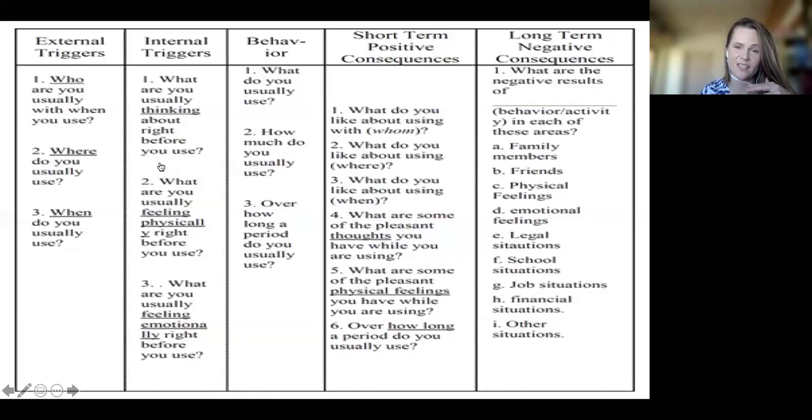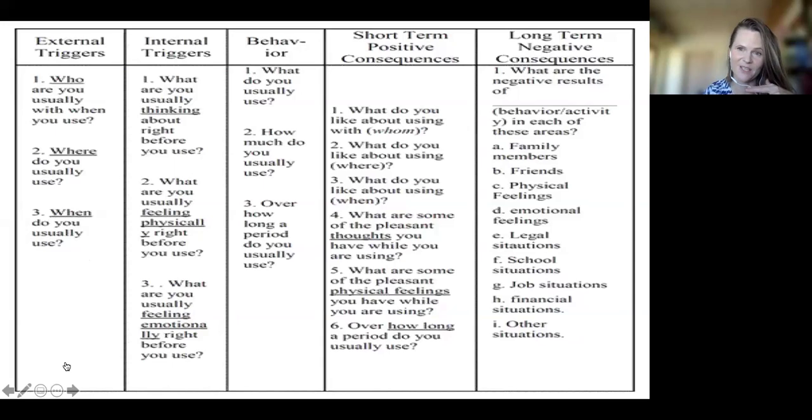Something that you'll notice that's really interesting and very telling about filling this out with loved ones of patients is that they cannot comprehend the short-term positive consequences, which are very clear to the patient. Usually patients know exactly why and what they're getting out of using, but they don't really see the long-term negative consequences at first, and it's very much the opposite for loved ones.